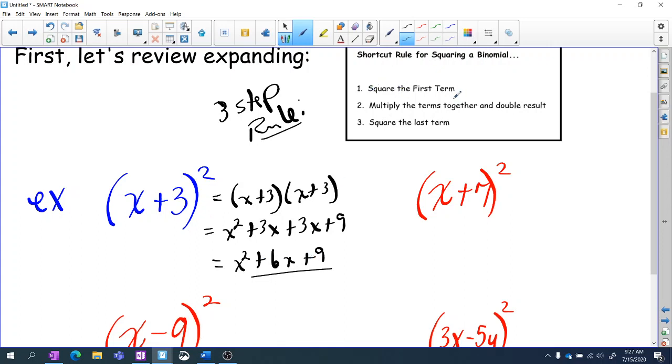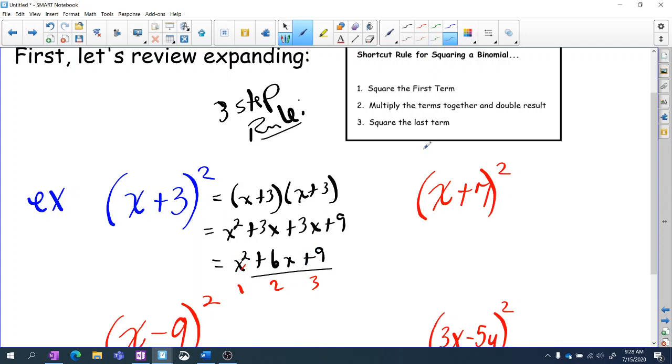And the steps are square the first term, multiply the two terms together and double the result, and then square the last term. So if I just go back to the one that I did and use that as my model, square the first term. Well, the first term is x, so when you square x, that's where I get x squared. There's step 1. I'll number them underneath here. Multiply the two terms together. So x times a positive 3 would be 3x, and then double it. There's your positive 6x. That's step 2. Square the last term. Positive 3 squared is a positive 9. There's 3 steps. Step 1, step 2, step 3.